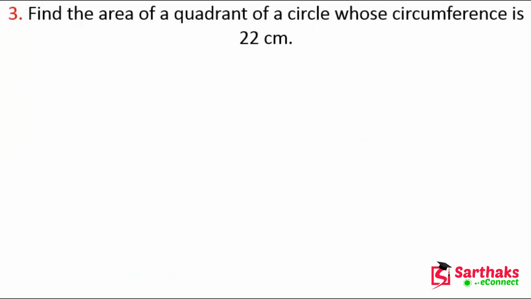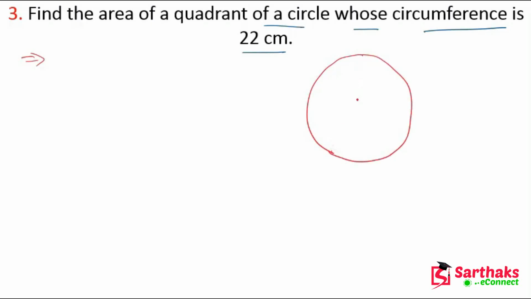Yes, so the next question is, find the area of quadrant of circle whose circumference is 22 centimeter. So now my dear friends, what is quadrant? Quadrant is like this. Let's suppose we have a square like this. Now quadrant is a sector which has an angle of 90 degree.